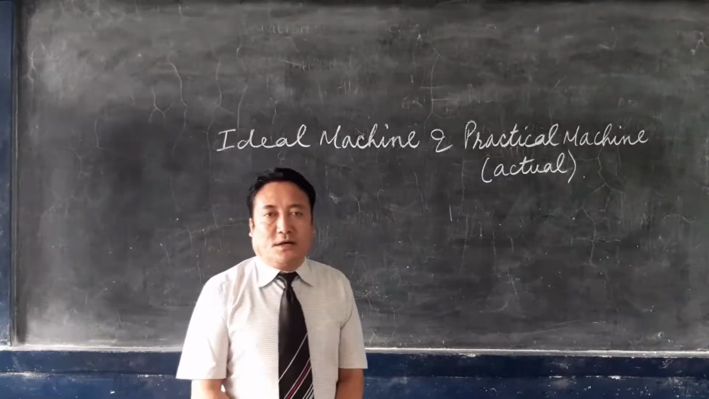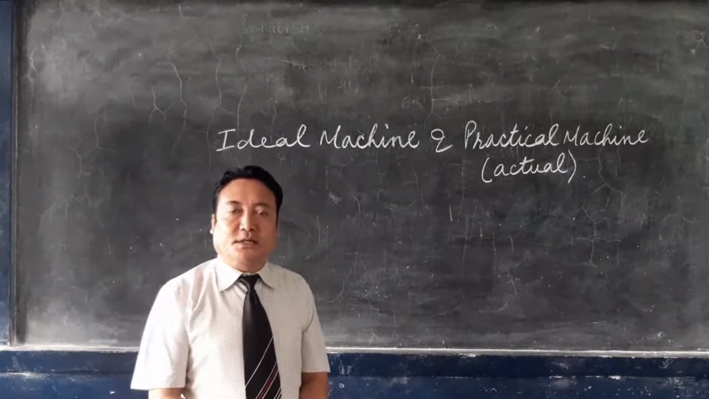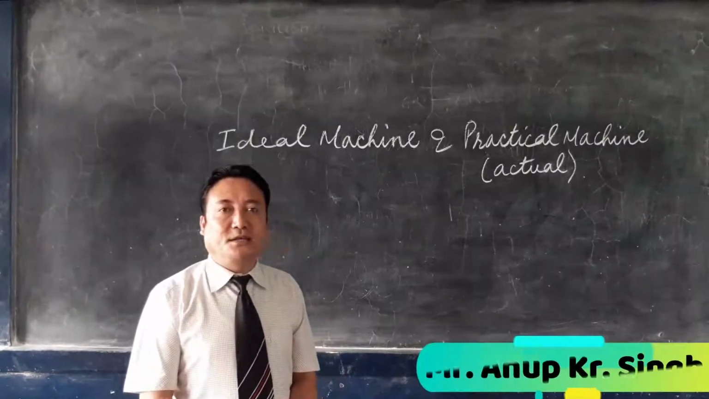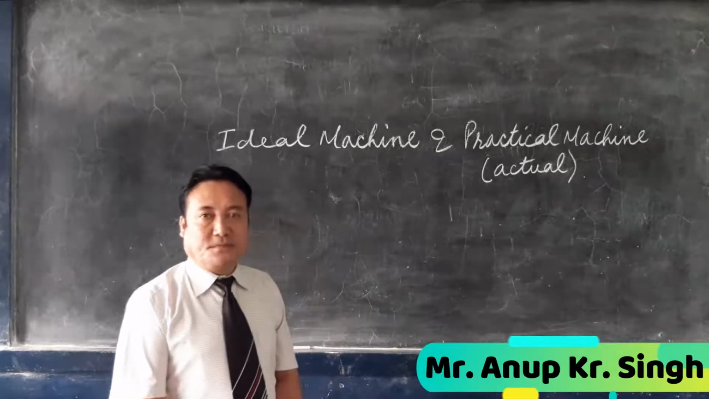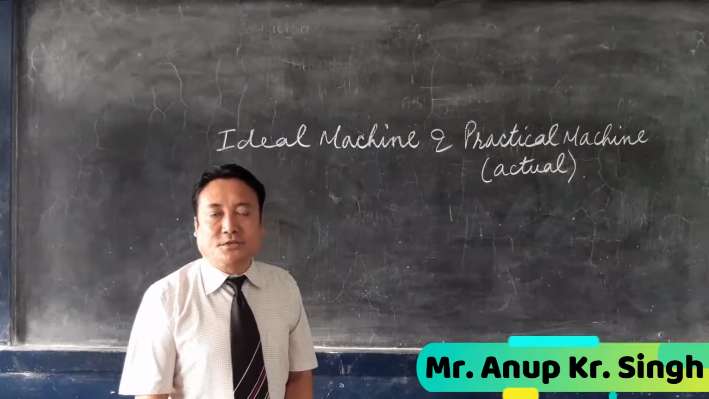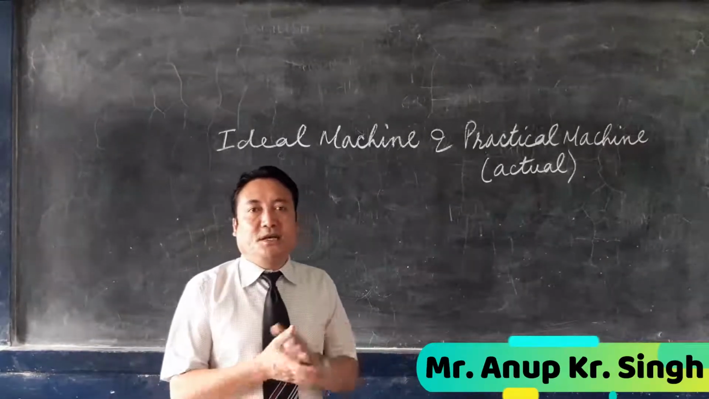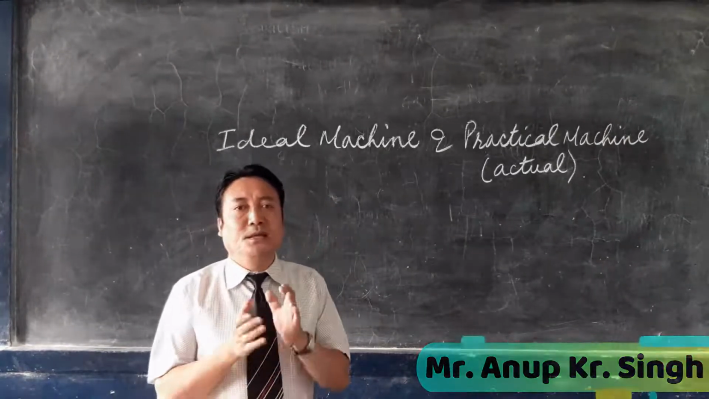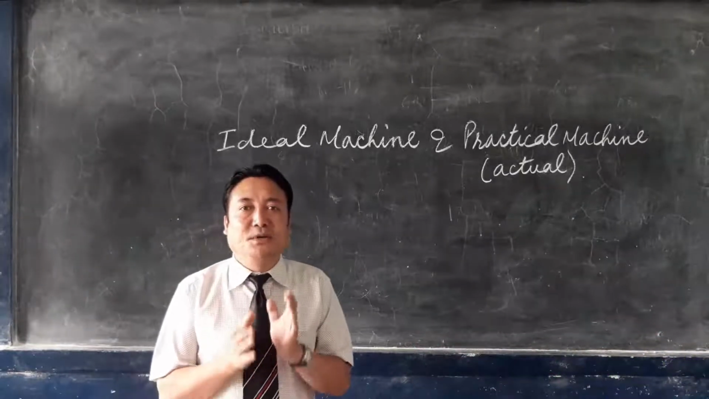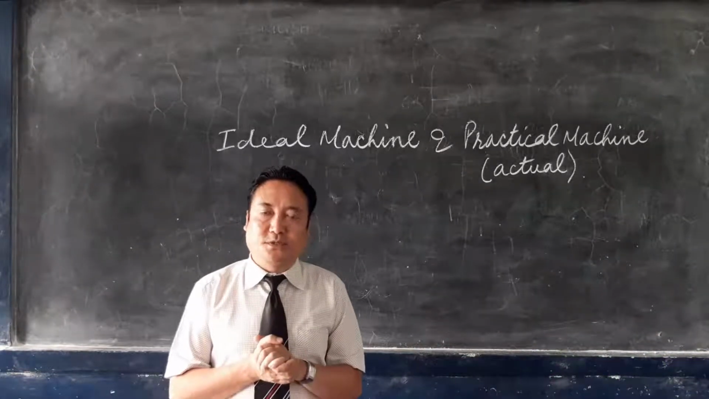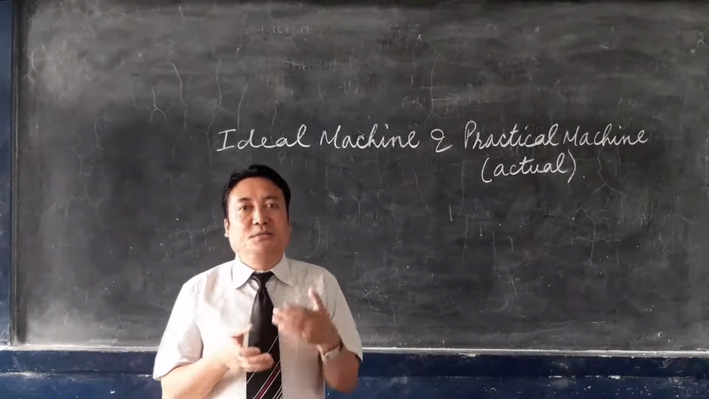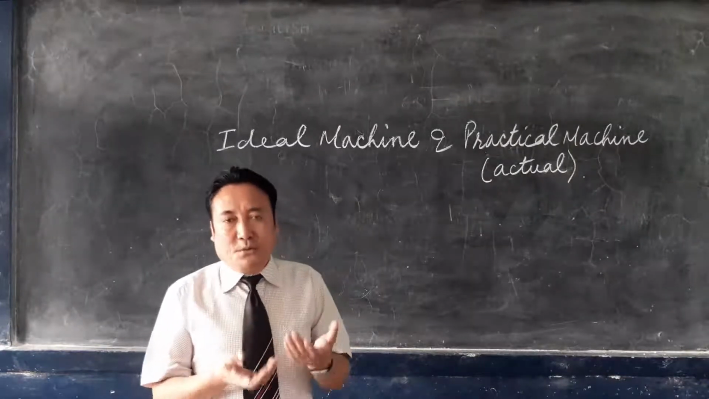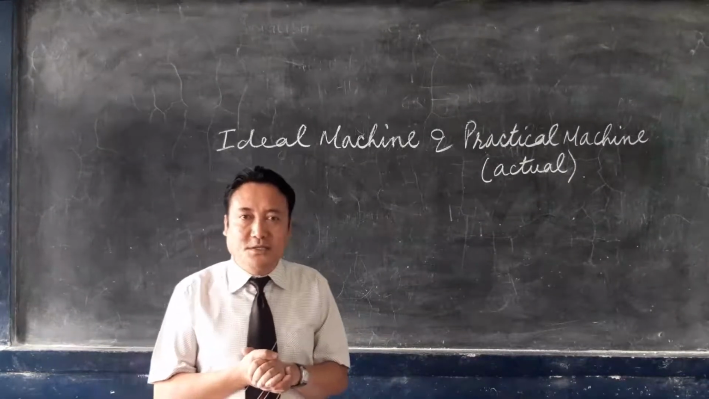Children, now today we will discuss another topic in energy, that is the practical machine and the ideal machine. The practical machine is also known as the actual machine. There is a difference between a practical machine and an ideal machine. The ideal machine is the machine which is not in use, and the practical machine is the machine which we use. We use machines in order to make our work easier or faster.